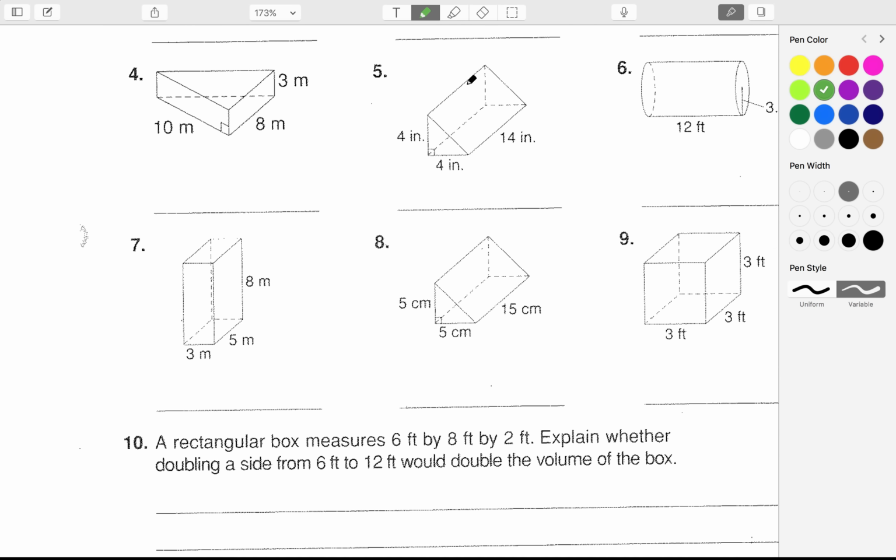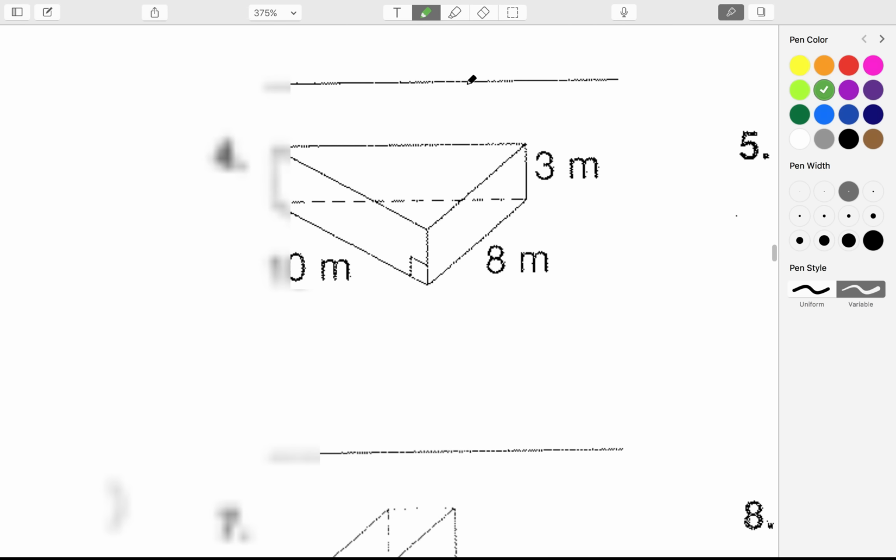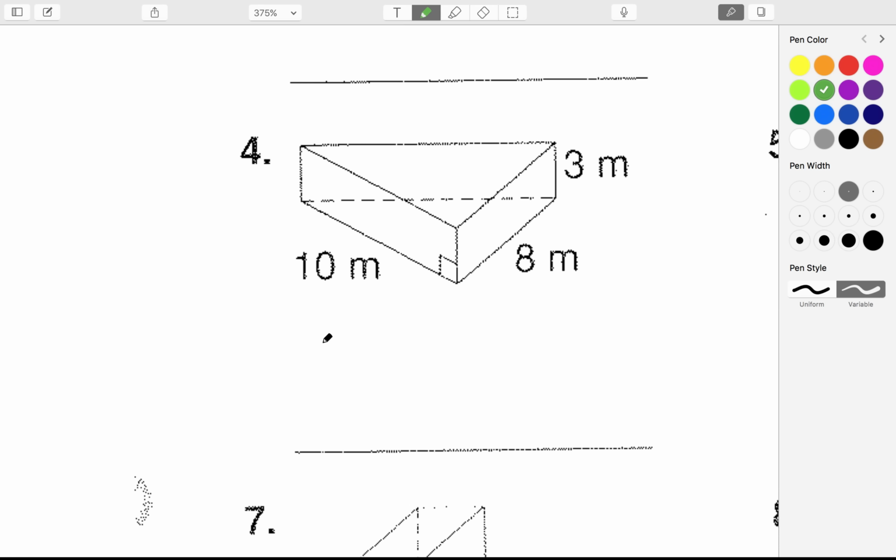Number 4, that one is a triangle on the bottom. So you're going to have to find the area of a triangle. So you're going to do half base times height. Right? Find the area of the triangle, and then you're going to have to multiply it again by whatever this height is. And I'll give you the hint. Here's your height. So what they're saying is, you have the area of this triangle. Now stack it 3 meters high. And how much is the volume?